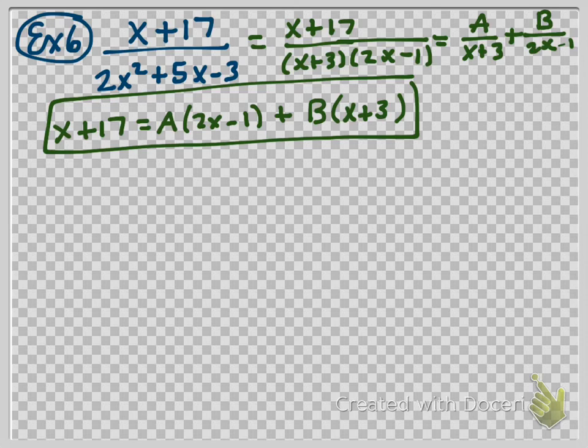All right. There's my generic equation. Who wants to tell me the next step? Let x equal... let's try that again. Let x equal 1/2.